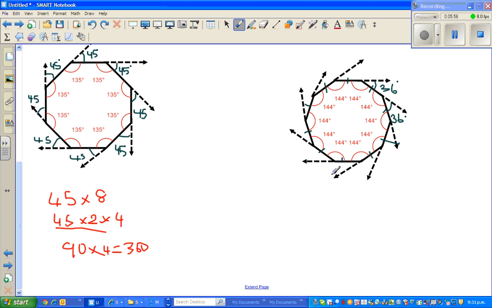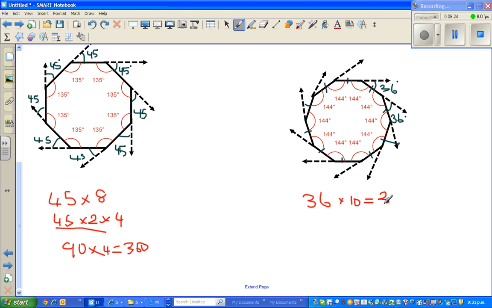Now in this case, you've got 10 sides. Let us count from here: 1, 2, 3, 4, 5, 6, 7, 8, 9, 10. So this is a decagon. You've got 10 exterior angles and each measures 36. So you go 36 times 10, which is easy, which is 360.